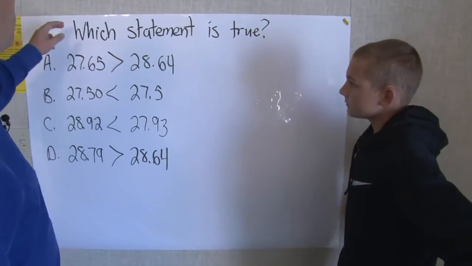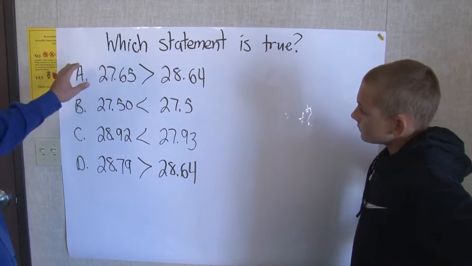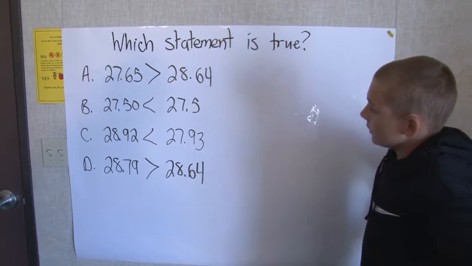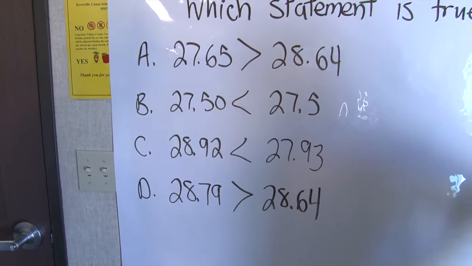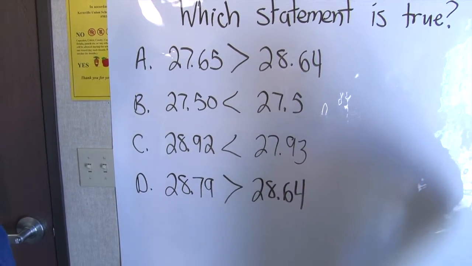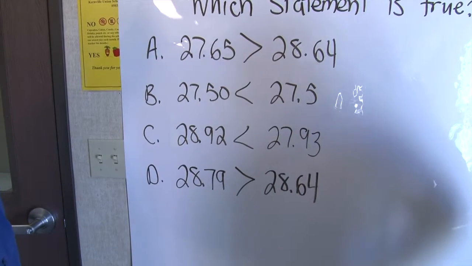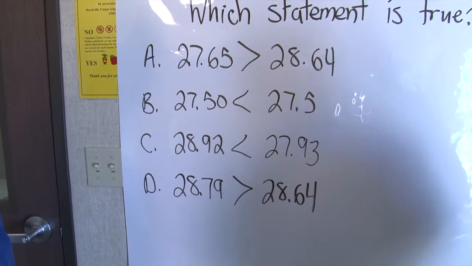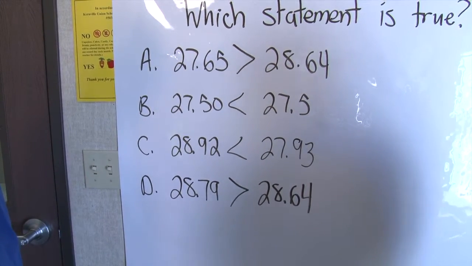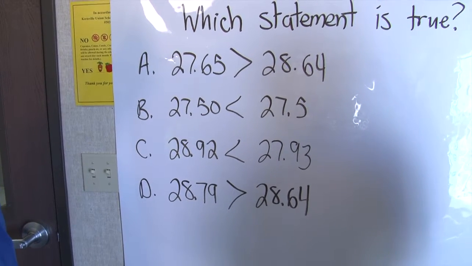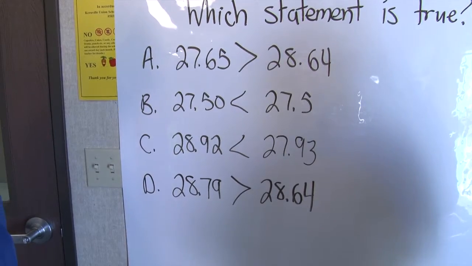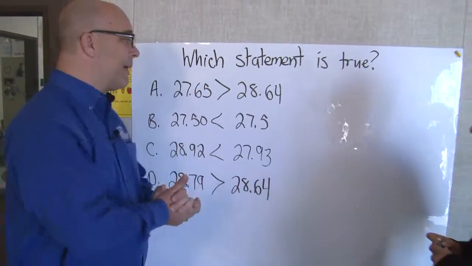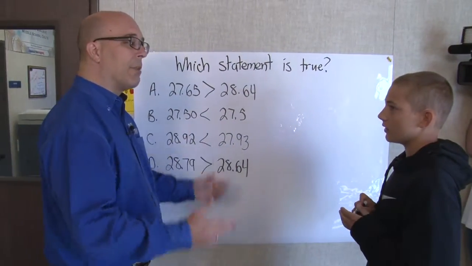All right. So it says which one of these statements is true. Why don't you go ahead and read them all for us first? Okay. A is 27.65 is greater than 28.64. B is 27.50 is less than 27.5. C is 28.92 is less than 27.93. And D is 28.79 is greater than 28.64. Okay, so if you were presented with this problem on a test, how would you solve this problem?